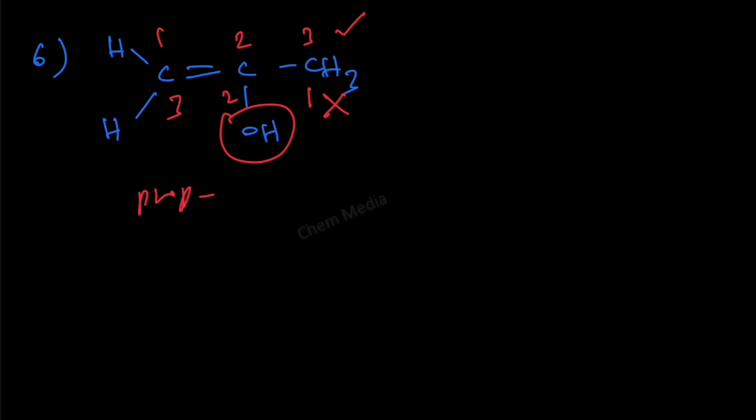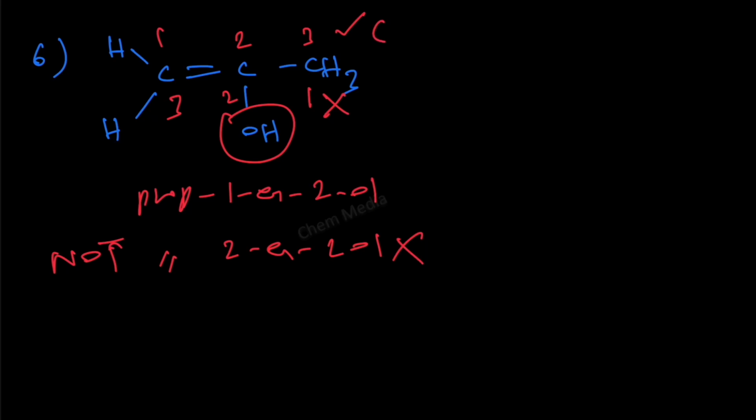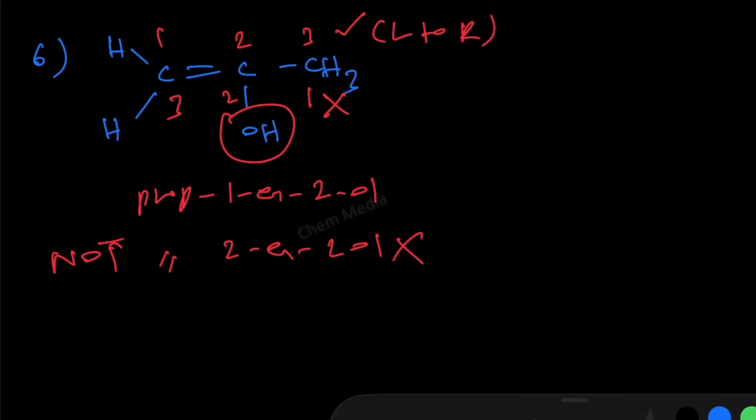So prop-1-en-2-ol, not prop-2-en-2-ol. That is incorrect, isn't it? So therefore, that's not the way we should number it. We have to number it left to right here. Let me remove this.